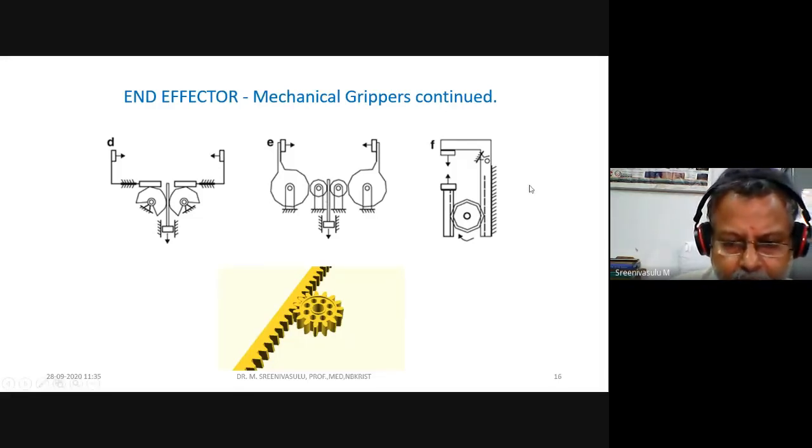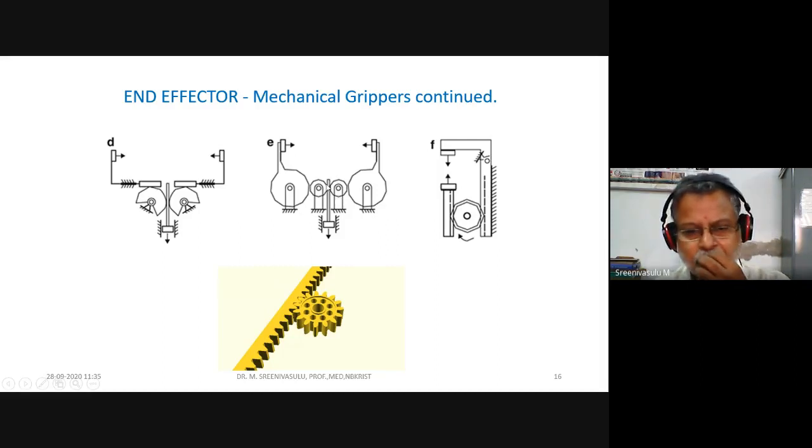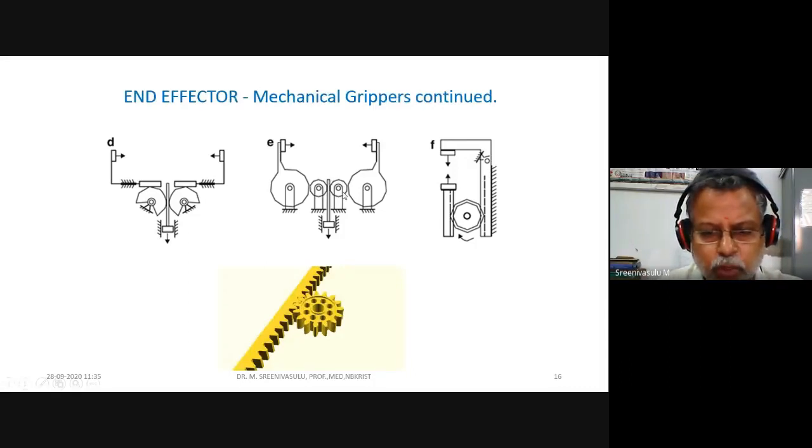Here, this is the teeth member, a vertical teeth member. These are the teeth which are meshing with gear wheels. When I move this upward and downwards, these gear wheels are going to rotate. Accordingly, these two wheels are going to rotate, and accordingly these two fingers will move forward and backward.